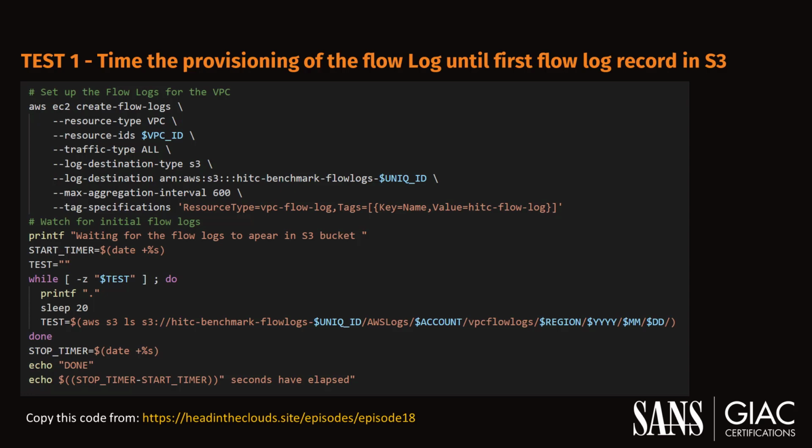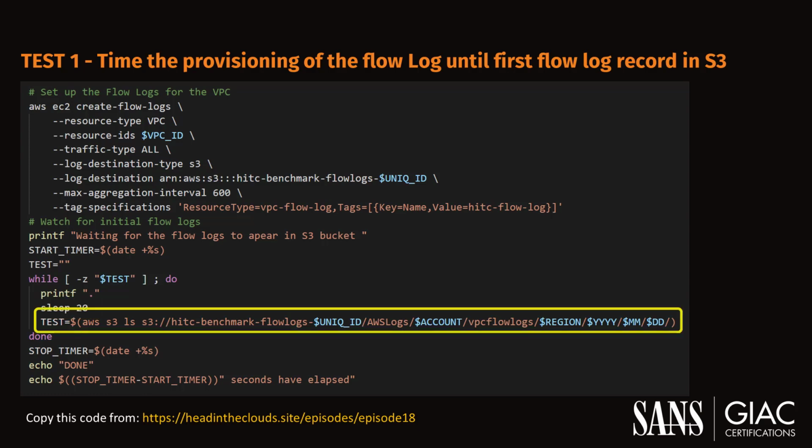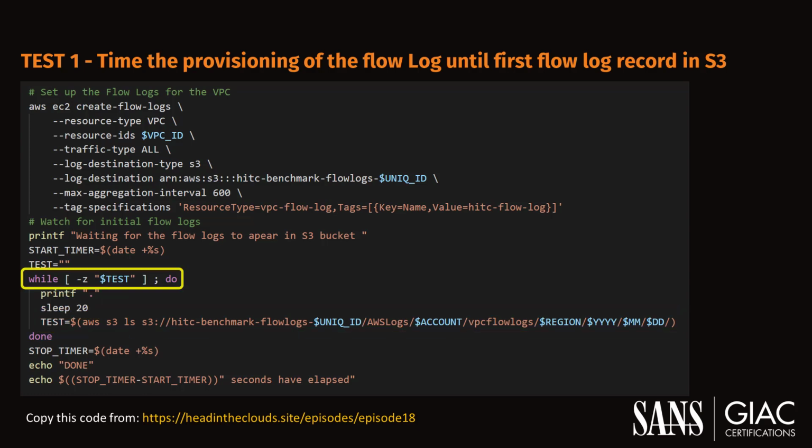With that done, we can now measure the time between the provisioning of the flow log until the first flow log record appears in S3. Every 20 seconds, we will check the S3 bucket to see if the flow log showed up yet. Our test checks to see if the length of the response of the AWS S3 ls command is 0.